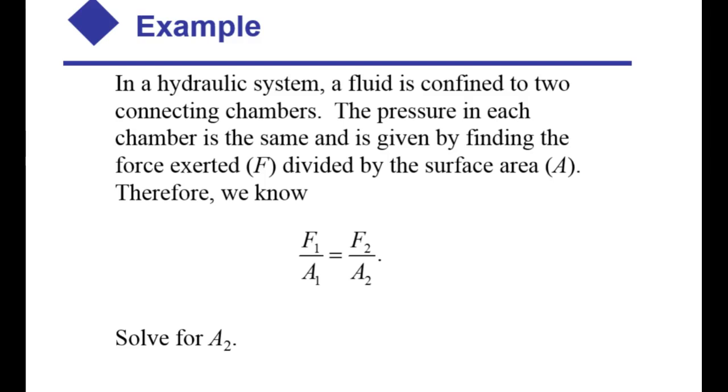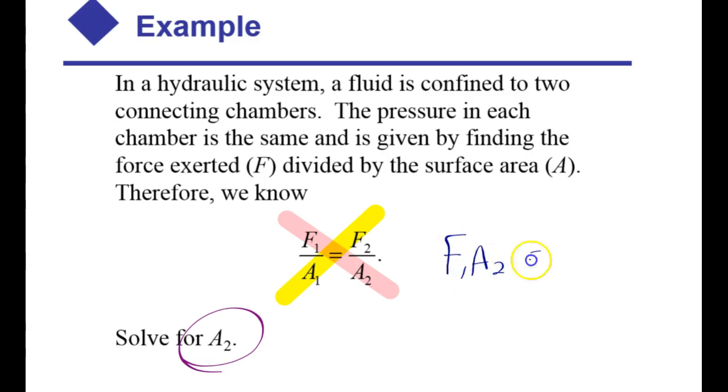Third example. Reading through this, it says solve for a sub 2, and we've got an a sub 1 floating around too. I think when it's a fraction, the easiest thing to do is to cross multiply, so I'm going to let the pink diagonal equal the yellow diagonal. So in this case, I'm going to get f1a2 for the pink diagonal.